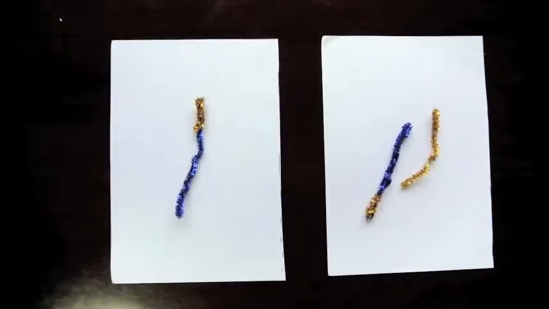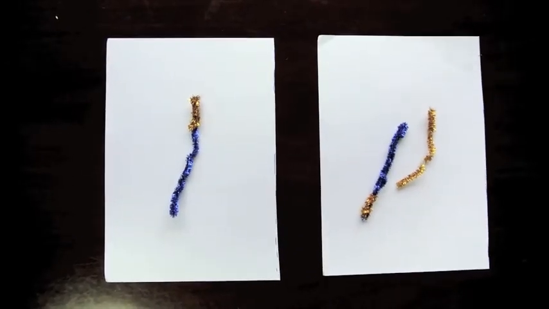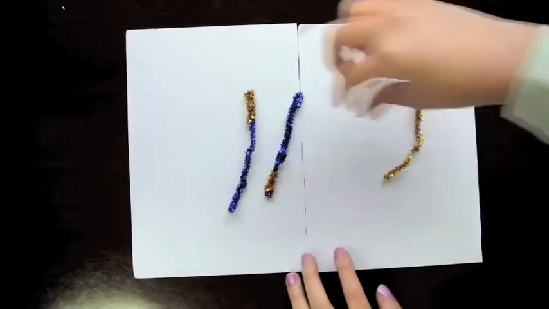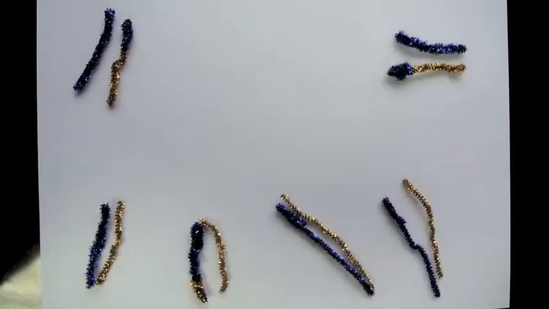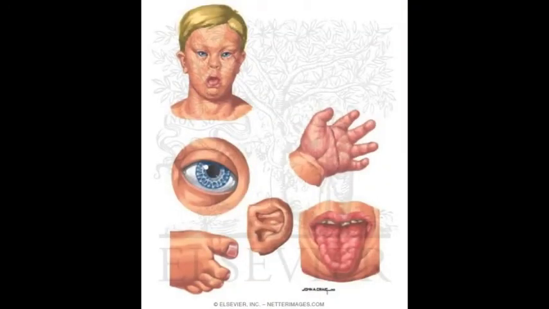The other parental gamete was normal and had a single copy of chromosome 21. When the 2 gametes fused during fertilization, the resulting zygote had 3 copies of chromosome 21. This is known as trisomy 21, which leads to Down syndrome.